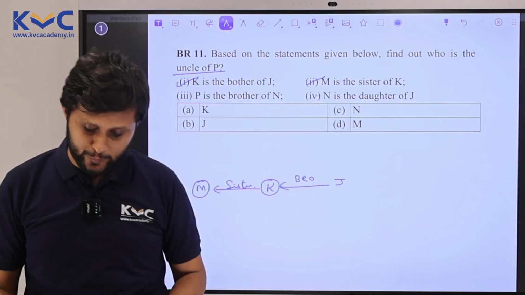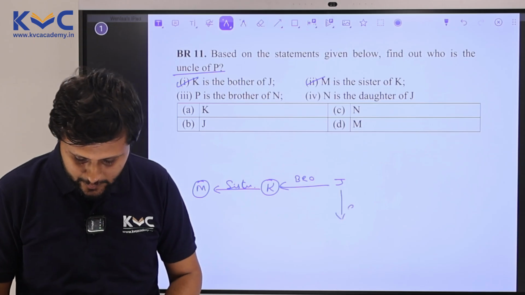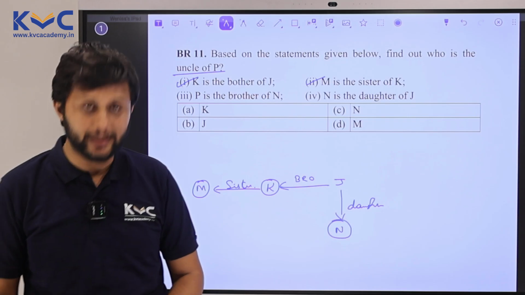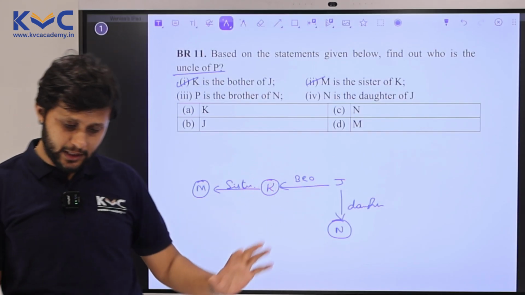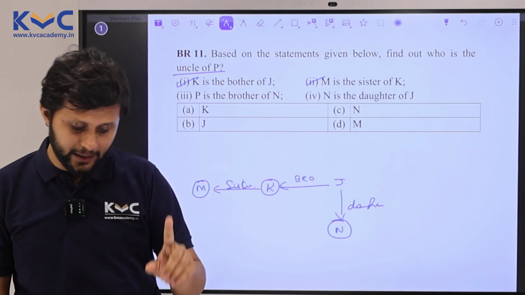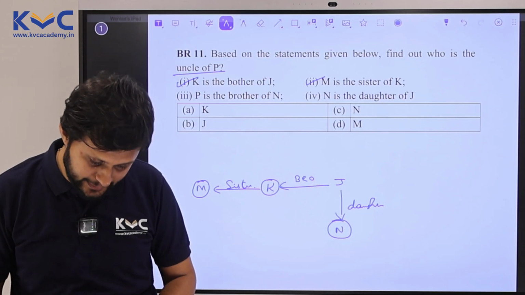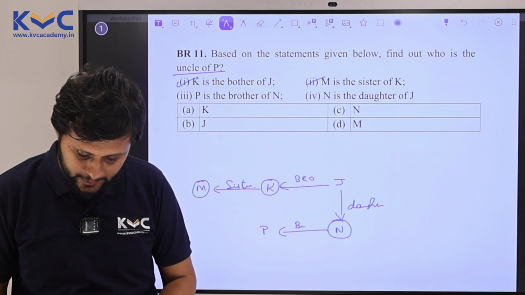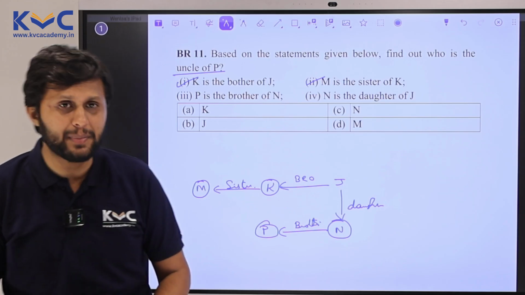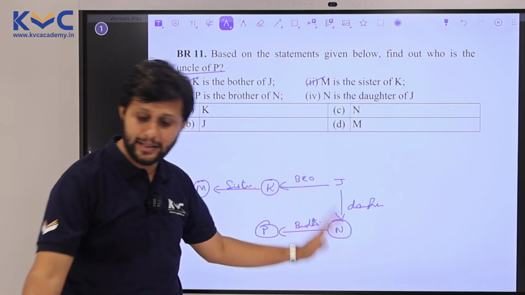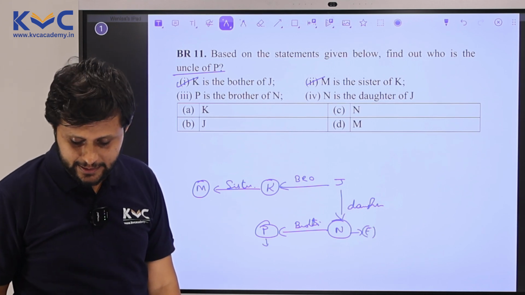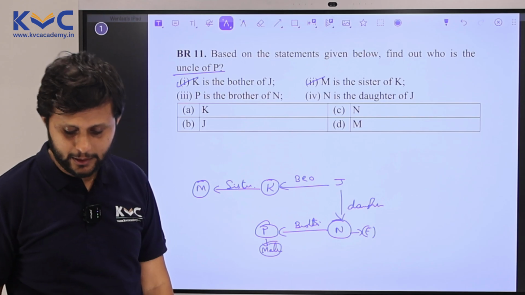N is a daughter of J. If I take it this way, N is daughter. N is over here. N is daughter of J. Correct? Now we have N. P is brother of N. So P is over here. P, brother. Okay, so it's brother sister relation. Daughter they have said, so N is clearly female. Okay, and P is male. That also I have written.